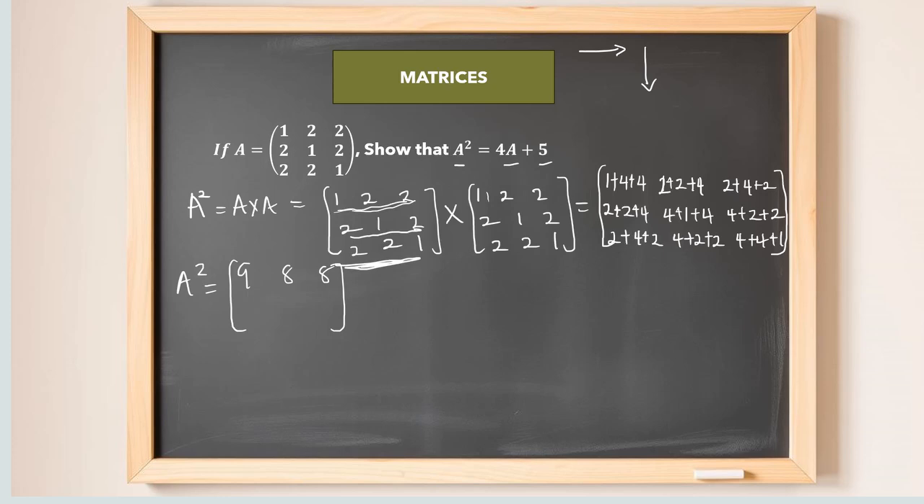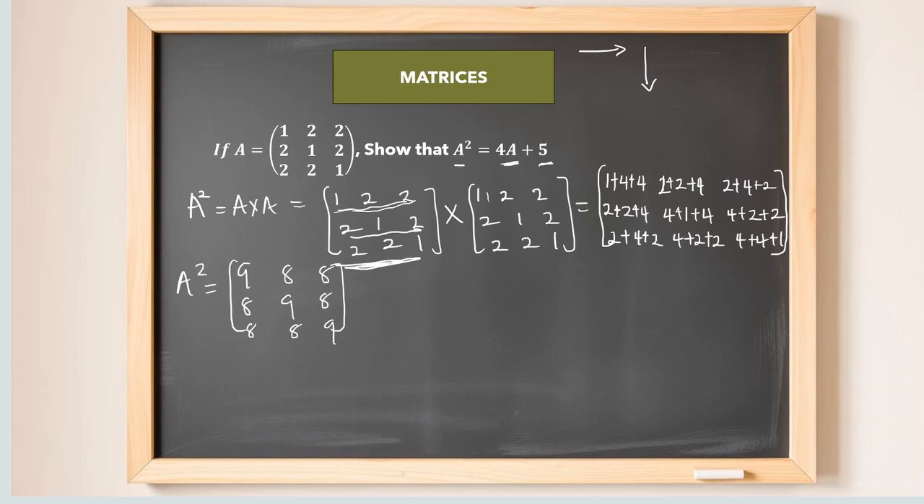And for the next row, here I'm going to have 8, 9, 8. And for the last row, I'm going to have 8, 8, 9. Now if you look at this, you can see that the diagonals here are 9 and the off diagonals are 8. So this is A squared. And this is what we want to show: that 4A plus 5 should give us the same thing.